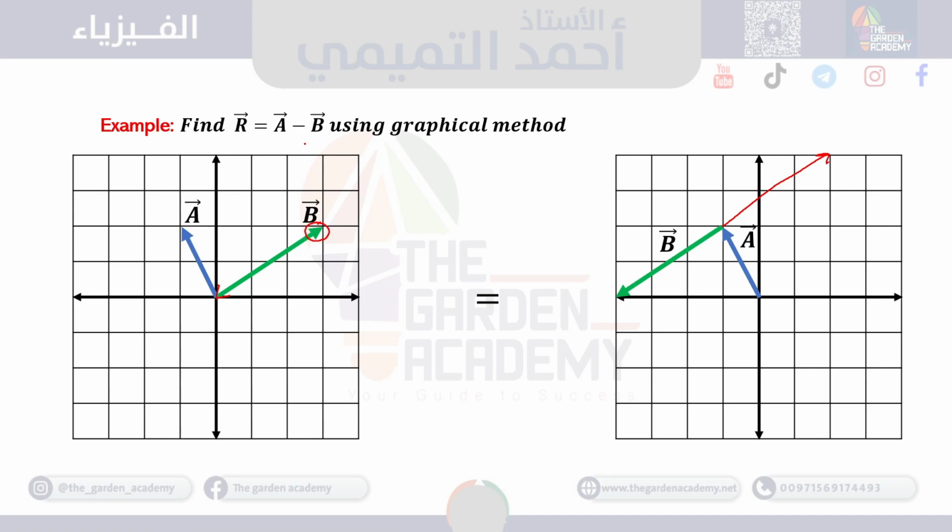الآن how can we draw the resultant vector? We start from the tail of the first vector and we end at the head of the last vector. فبصير عندي هذا هو R.